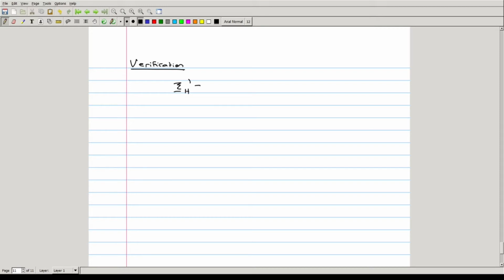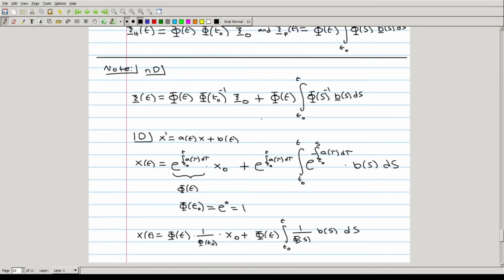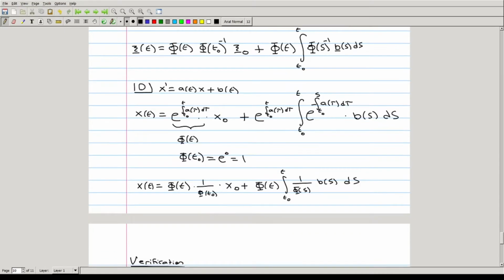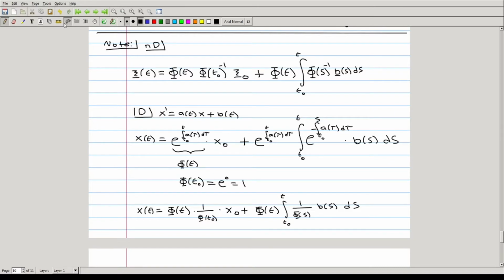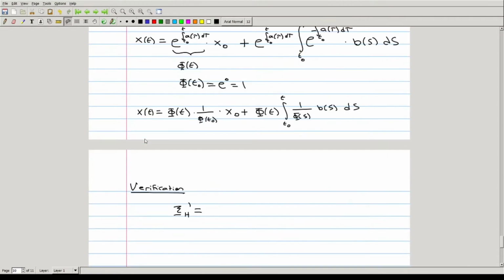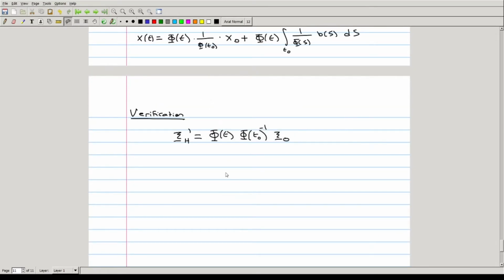So if we look at the derivative of psi h, this is going to be the derivative of this function, which is a constant matrix times a constant vector. So the derivative of this function is going to end up just being the derivative of phi of t multiplied by this constant matrix times this constant vector.